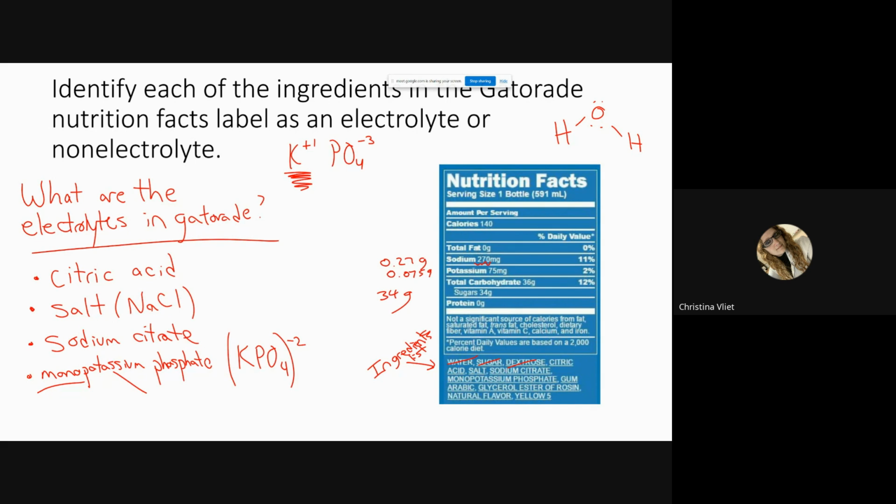Do you now see how much more sugar is in there than salt? A lot. Over 100 times the amount of sugar than salt. Why is the sugar there? Yes, to provide energy. Also to take away the bitter flavor of the salt. So they have to overpower it with sugar. Which is not great for anybody who's diabetic, by the way. If you're diabetic, don't drink Gatorade.